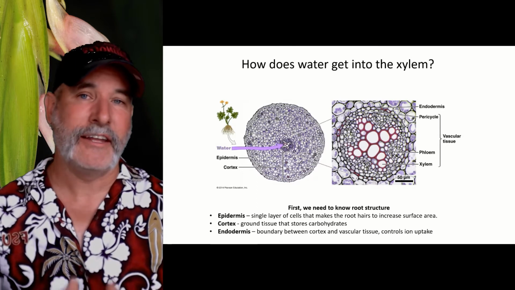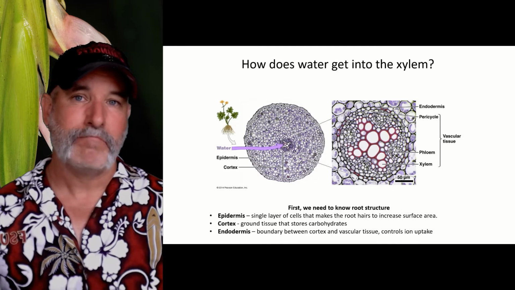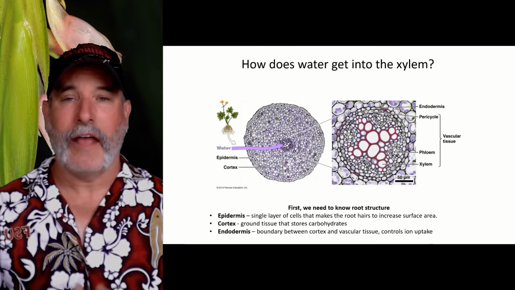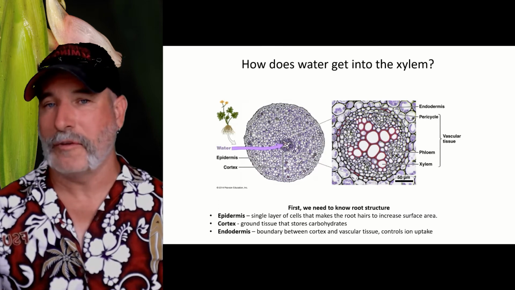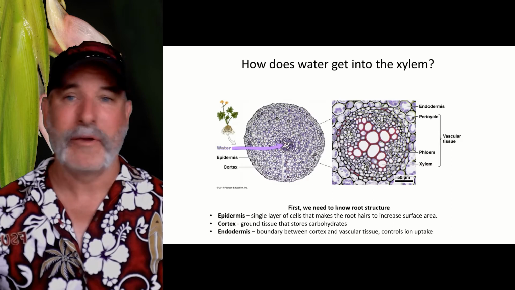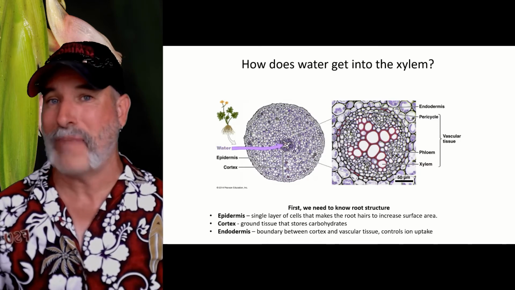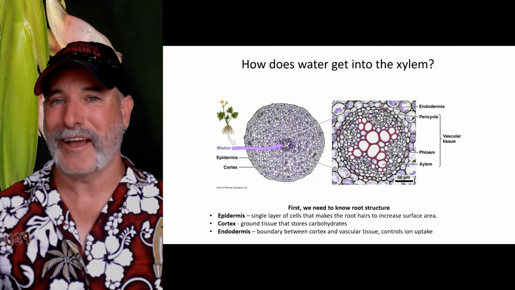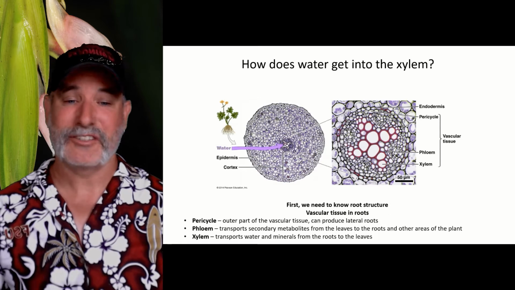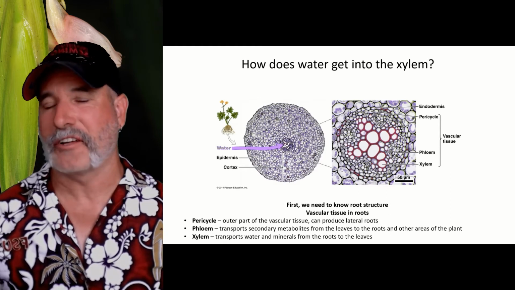And then you have the endodermis. This is the boundary between the cortex and the vascular tissue. And the endodermis is incredibly important for controlling ions that enter into the plant, because just like us, you have to maintain a proper electrolyte balance. Plants like calcium and potassium. You have to keep the sodium out, right? Just like our cells. The pericycle, this is the outer part of the vascular tissue.